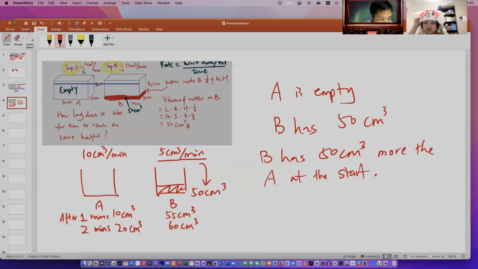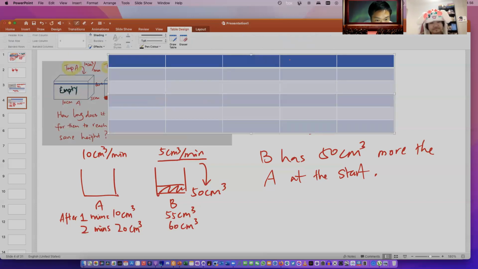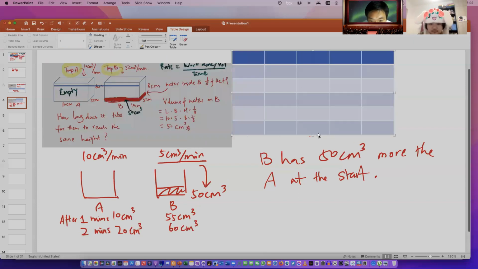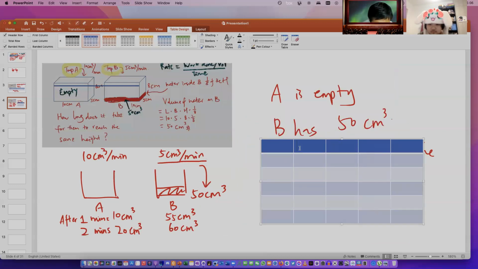Of course you don't do it this way. You just insert a table. It will make your life easier. But this table is not a horizontal table. This table is going to be a vertical table. Let me insert the table here. So this is A, then this is B. This is after 1 minute.